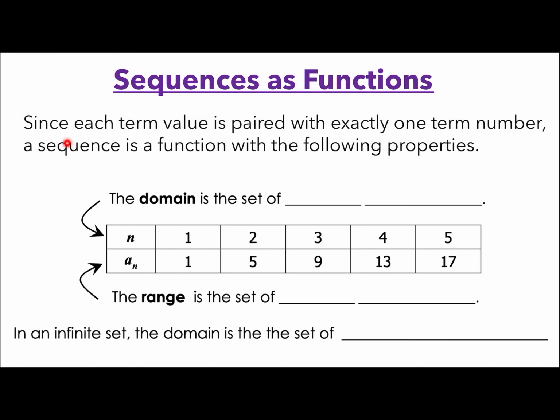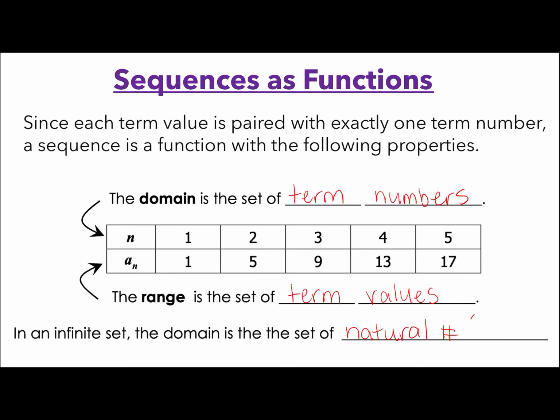So, sequences as functions. Since each term value is paired with exactly one term number, a sequence is a function with the following properties. The domain is the set of your term numbers. So I'm just going to write term numbers right here. Whereas the range is the set of our term values. In an infinite sequence, the domain is the set of all natural numbers.